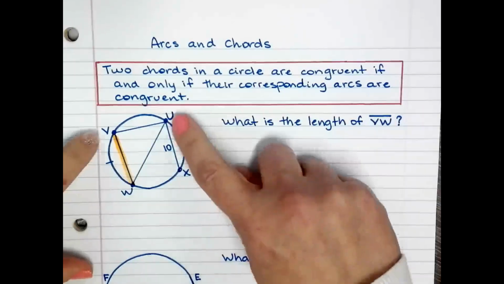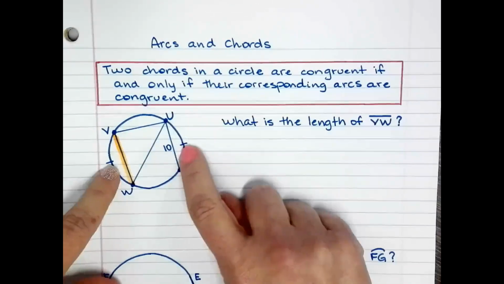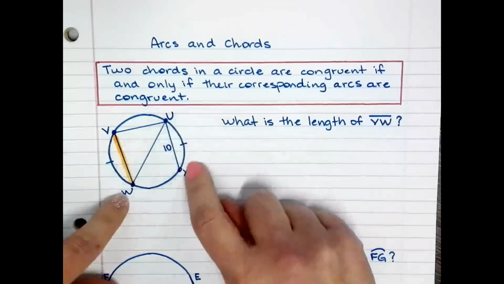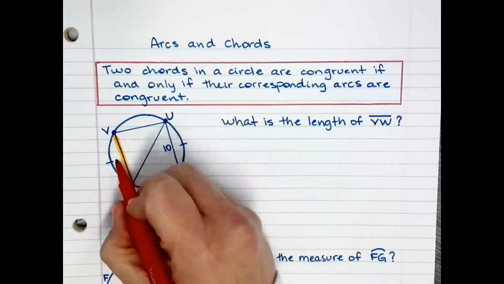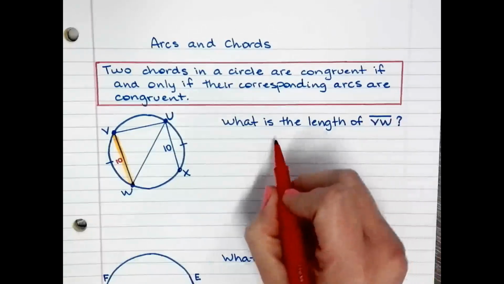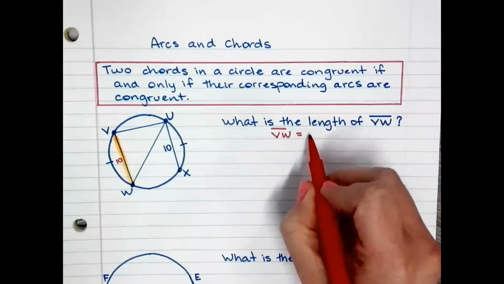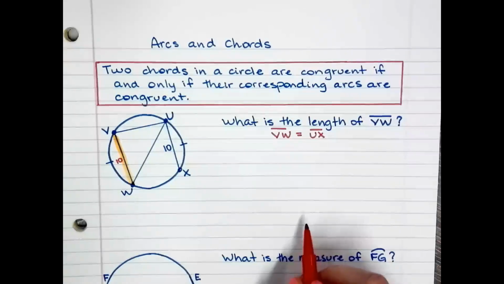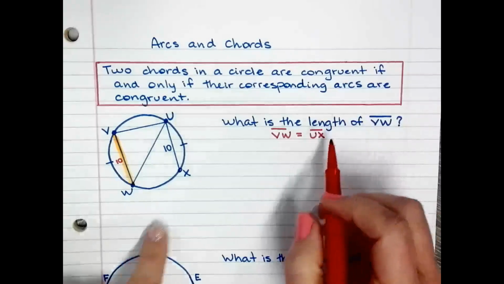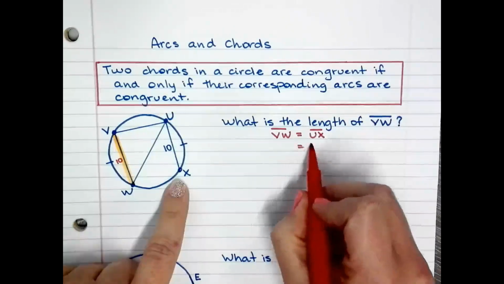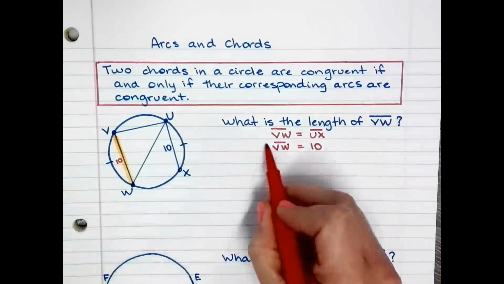Okay? So I can tell that these two arcs are congruent because it's telling me the arcs are congruent. If the arcs are congruent, the chords are congruent. So I know if this is 10, this will also be 10. So I know line segment VW is congruent to line segment UX because their corresponding arcs are also congruent. So if UX is 10, line segment VW is also 10.